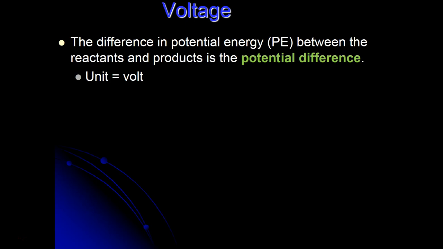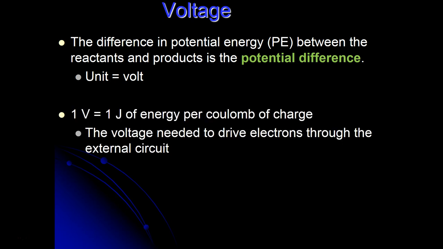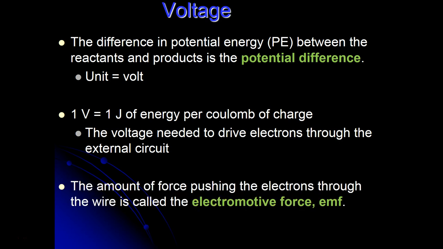Now, what's voltage? The difference in potential energy between the reactants and the products is the potential difference. Here we use the unit of volt. 1 volt is 1 joule of energy per coulomb of charge. It's the voltage needed to drive electrons through an external circuit. The amount of force pushing the electrons through a wire has a special name called EMF, or electromotive force.